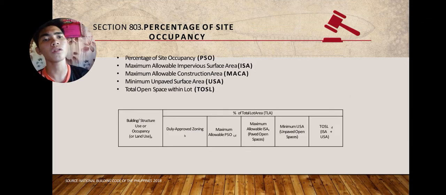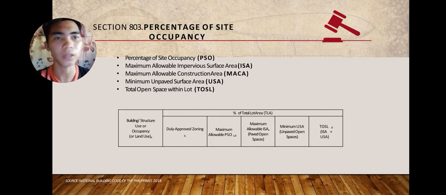Next is section 803, percentage of site occupancy. So this includes percentage of site occupancy or PSO, then maximum allowed impervious surface area or ISA, then maximum allowed construction area or MACA, and minimum unpaved surface area or USA. Then total open space within lot or TOSL.